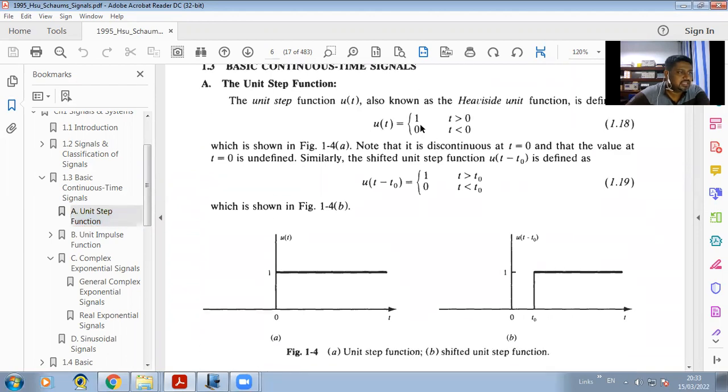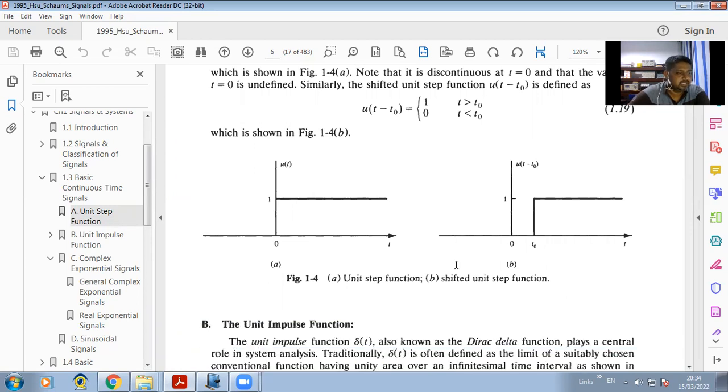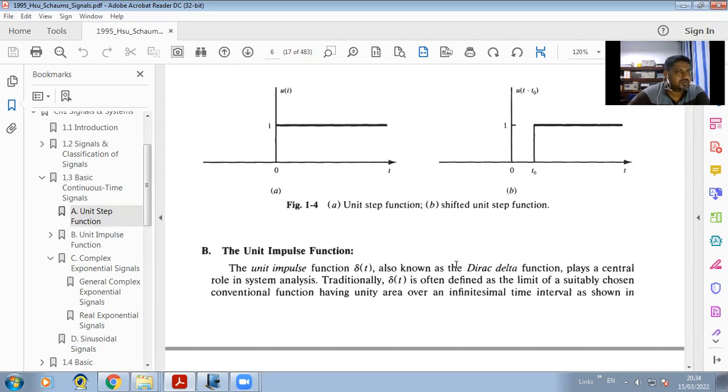So this is the unit step function. It is defined like this. Only one step is there. This is 0 and this is 1. One step. That is why we call it unit step. So when t is in the positive direction from 0, it has a constant value of 1. And this is the shifted unit step function. Okay. So you have learned that using the unit step function and shifted unit step functions, you can approximate any signal. That is the thing you have to understand.